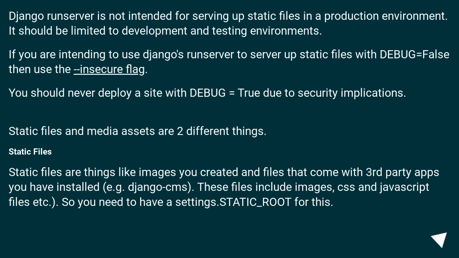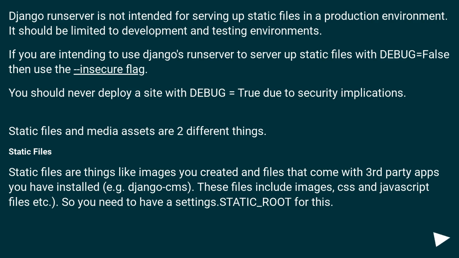Django runserver is not intended for serving up static files in a production environment. It should be limited to development and testing environments. If you are intending to use Django's runserver to serve up static files with debug equals false, then use the insecure flag. You should never deploy a site with debug equals true due to security implications.